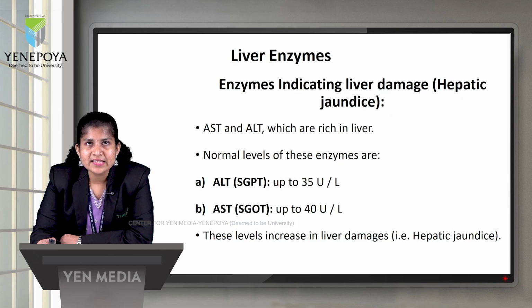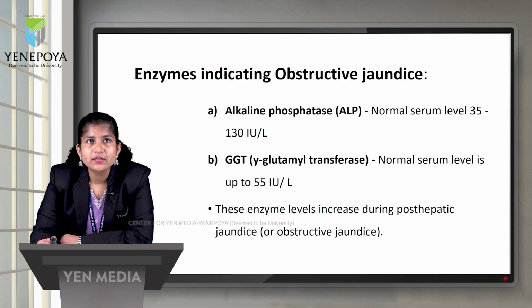Next are liver enzymes. First we will see the enzymes which indicate liver damage or hepatic jaundice. There are two enzymes, AST and ALT, which are rich in the liver. So next we will see the normal range of these enzymes. ALT is up to 35 international units per liter, and AST is up to 40 international units per liter. These two enzymes will increase in case of liver damage or hepatic jaundice.